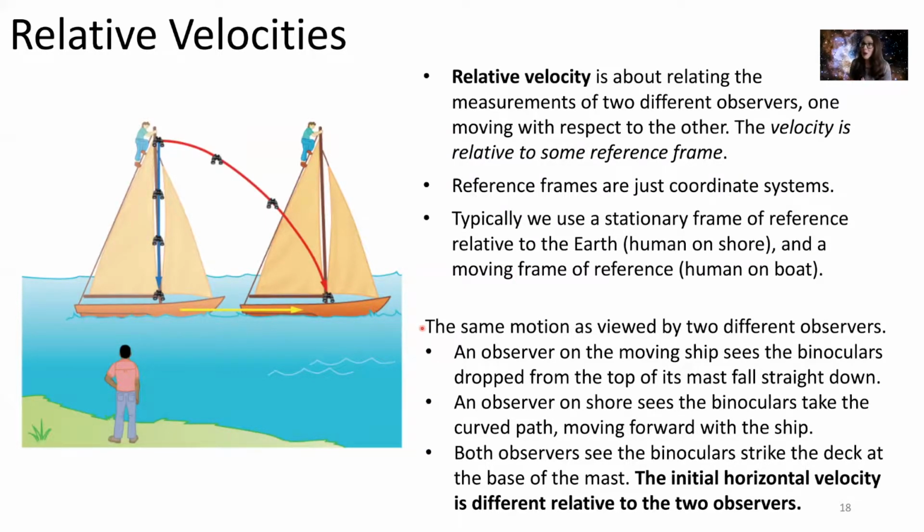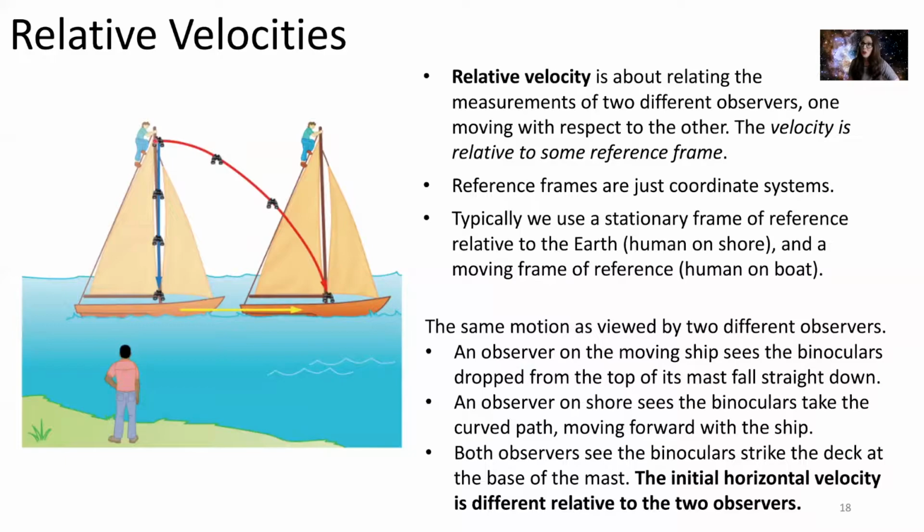And again, it's all about your matter of perspective. Depending on which observer you are, stationary or moving, you might see the same event happening in a different way. So for example, let's imagine that we have a sailboat here, and that sailboat is moving forward with some non-zero velocity. And you are a person who is standing on this sailboat. Actually, you're at the top of the mast of this sailboat, okay? And you happen to drop a pair of binoculars.